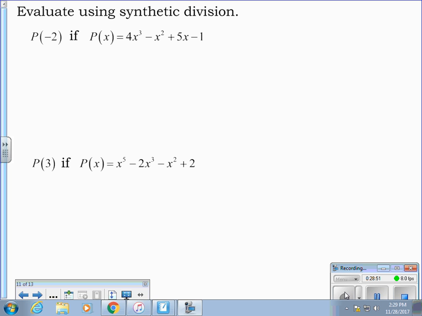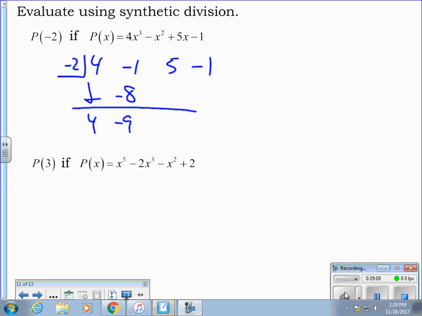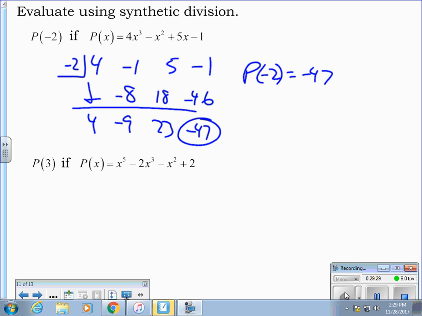So when we do this, remember you don't change the sign. So I have -2 going into 4, -1, 5, -1. Bring down the first term, 4. -2 times 4 is -8. Add them together, -9... 18, 5 plus 18 is 23. -2 times 23 is -46. Add them together, -47. So that means P of -2 is -47. Piece of cake. Easy peasy.